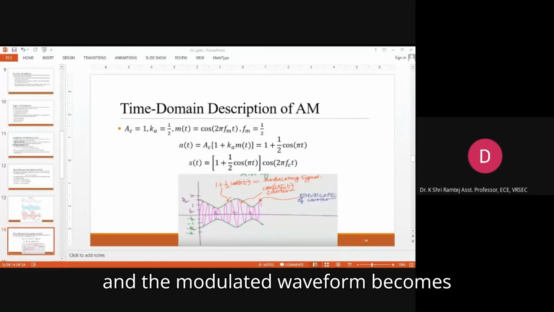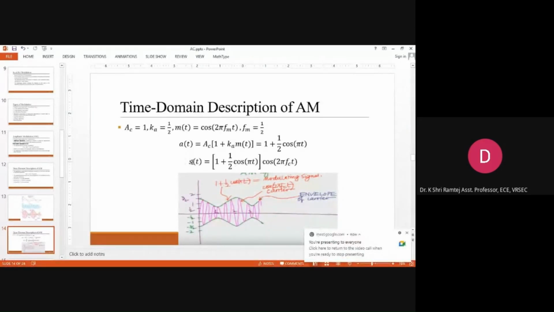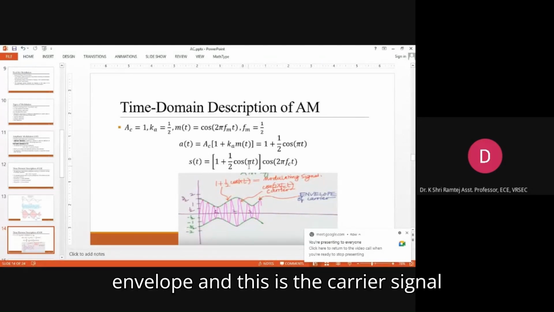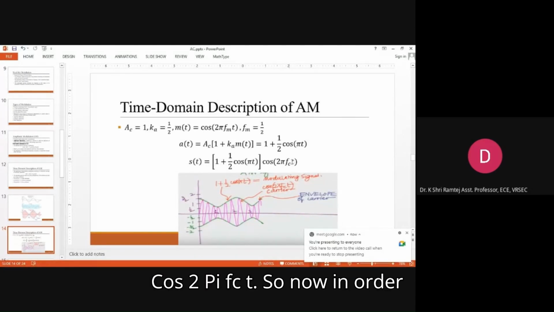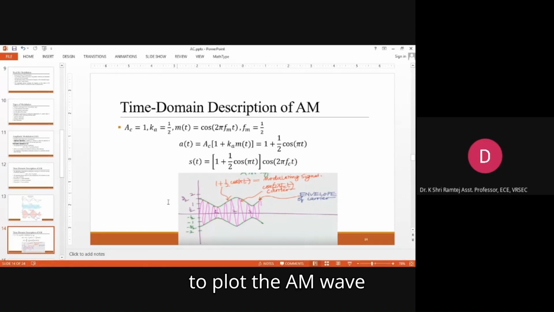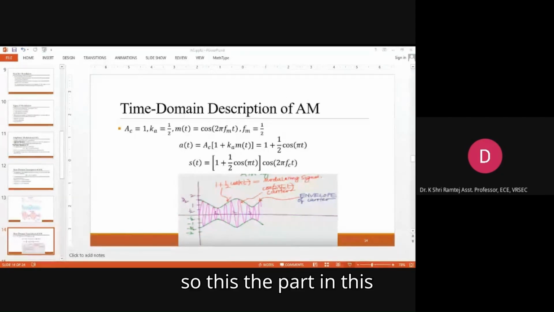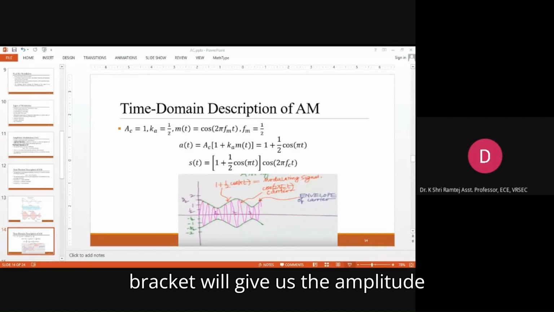And the modulated waveform becomes s(t) equal to [1 + 1/2 cos(πt)] cos(2πfct). This is the envelope, and this is the carrier signal, cos 2πfct. So now, in order to plot the AM wave, the part in this bracket will give us the amplitude values.